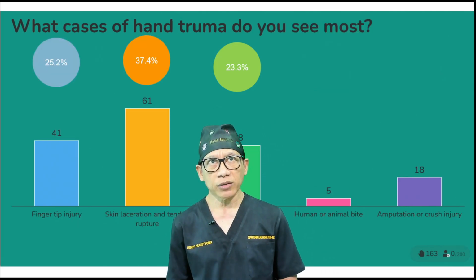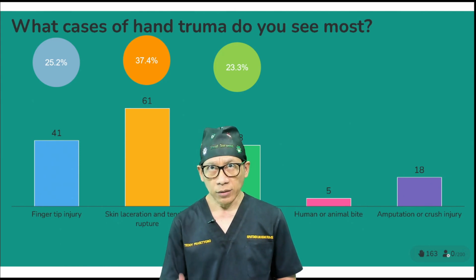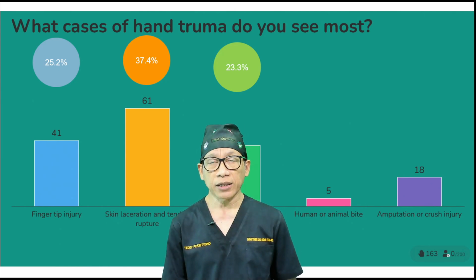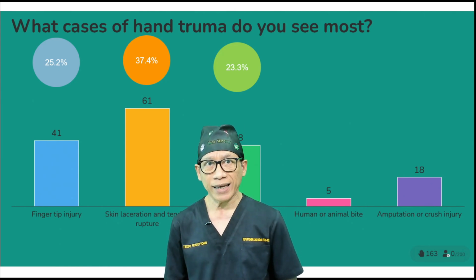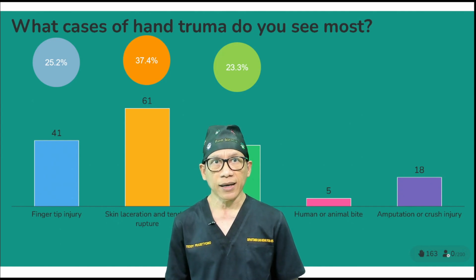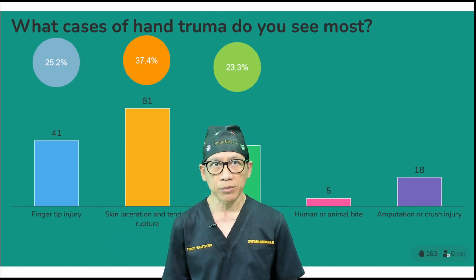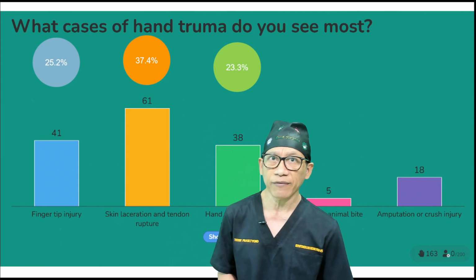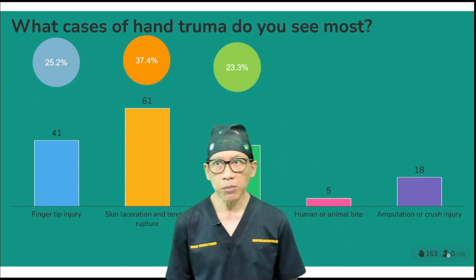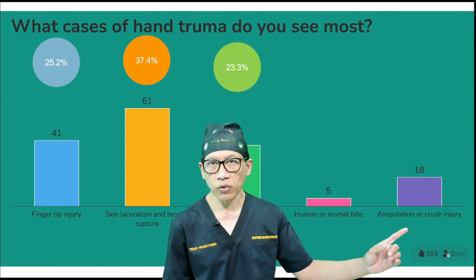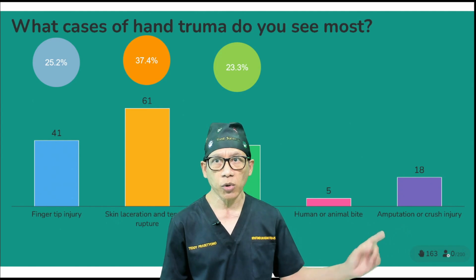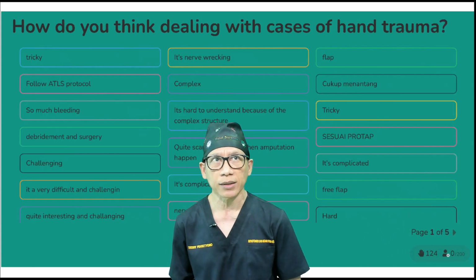When I asked which cases of hand trauma the participants saw most, we can see from this data that they saw skin laceration and tendon rupture as the most common cases, followed by a balance between fingertip injury and hand fractures and dislocations. Some mentioned amputations or crush injury, and also a small amount of human or animal bites.